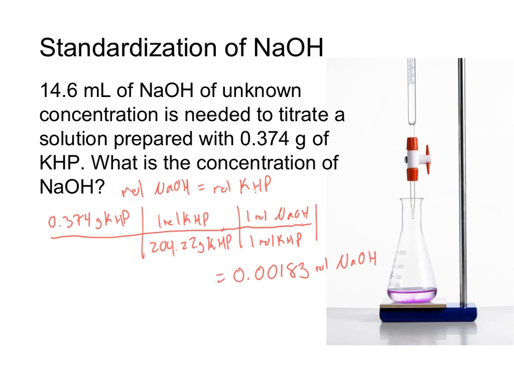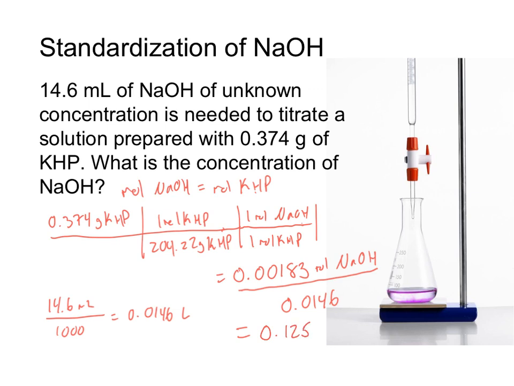And so, we can easily convert that to molarity by taking our 14.6 milliliters, converting that to liters, and now dividing our moles of NaOH by the amount of liters that we used for a final calculated molarity of 0.125 molar NaOH.